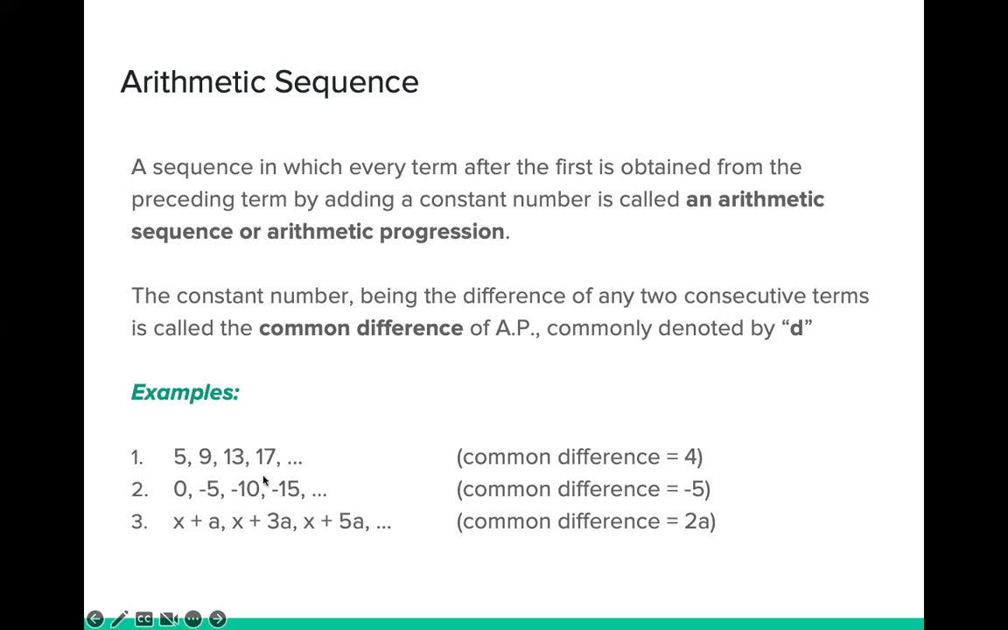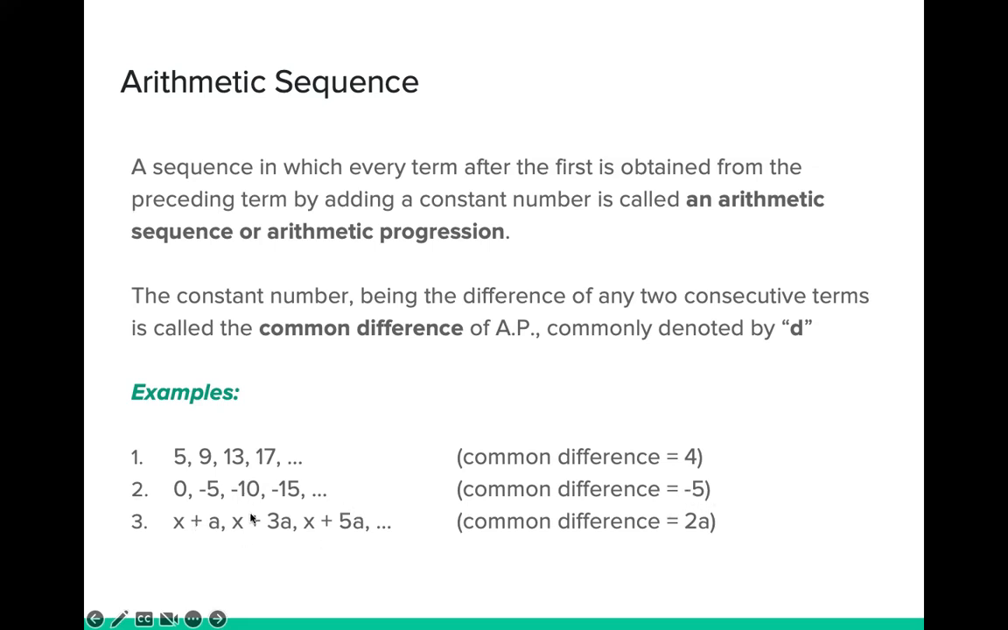And what about the sequence 0, -5, -10, -15, and so forth? We notice the difference is -5. So we have -5 minus 0, negative 10 minus negative 5. So the difference is negative 5. Negative 15 minus negative 10 will give us negative 5.